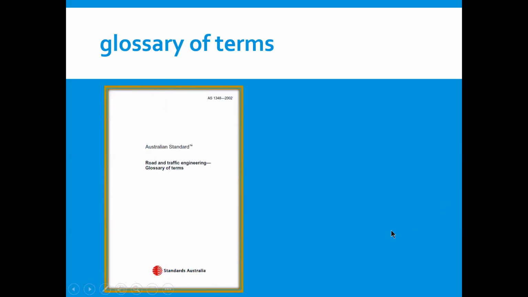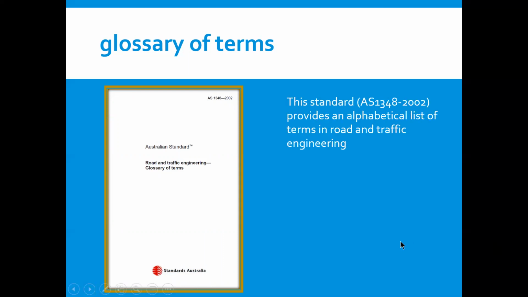Prior to designing major urban roads, I would be very keen for you to familiarize yourself with a glossary of terms used in the road and traffic engineering practice. For these purposes, the Australian Standard AS 1358/2002 is probably the most suitable document. It will provide you with an alphabetical list of terms in road and traffic engineering.